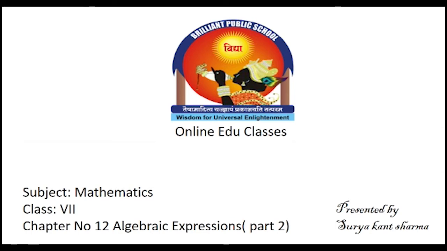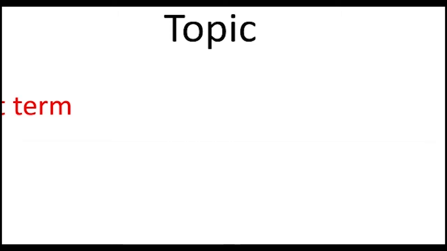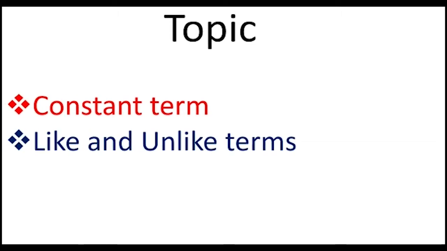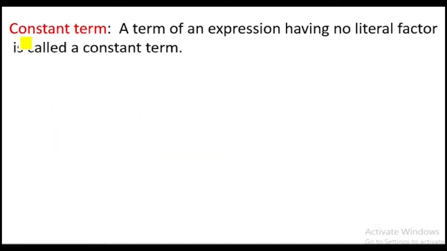Today in the video we are going to discuss constant term, like and unlike terms. Constant term: a term of an expression having no literal factor is called a constant term. Let us try to understand with few examples.